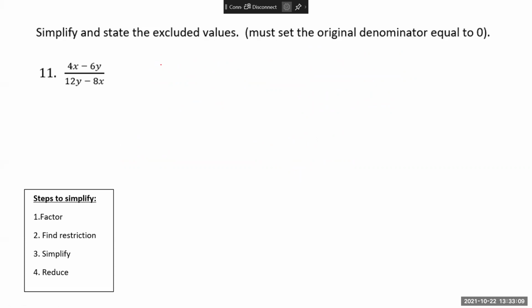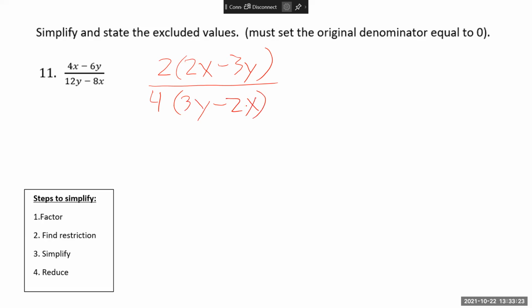Here though, top looks like I can take out a 2, leaving me with a 2x minus 3y. Bottom, I can take out a 4, leaving me with a 3y minus 2x. So close, but they don't match. But I can take out a negative. So factor that negative out. I'm going to do it on the bottom.